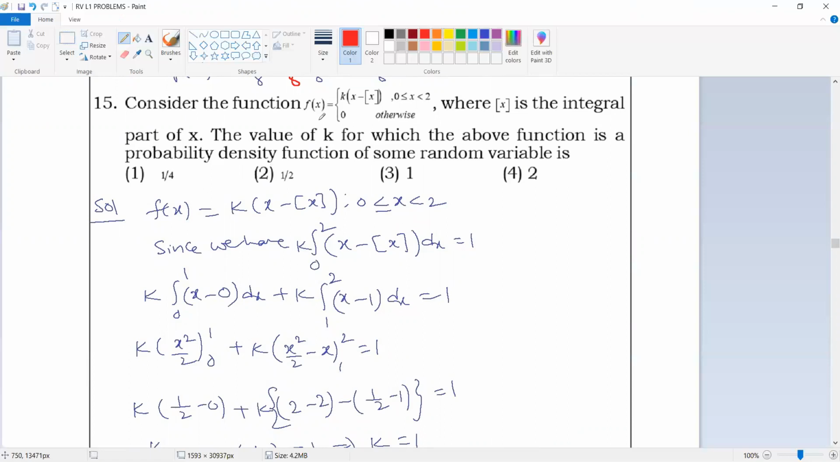Now here, the 15th problem, the PDF is given, f of x equal to k into x minus bracket x. So bracket x means what here? Integral part of x here. We should consider only integer value. So find the value of k, the probability density function of some random variable. F of x is what here? PDF. F of x is said to be PDF if f of x must satisfy this condition: integral from minus infinity to plus infinity f of x dx must be equal to 1 here. Now here we have to find the k value.